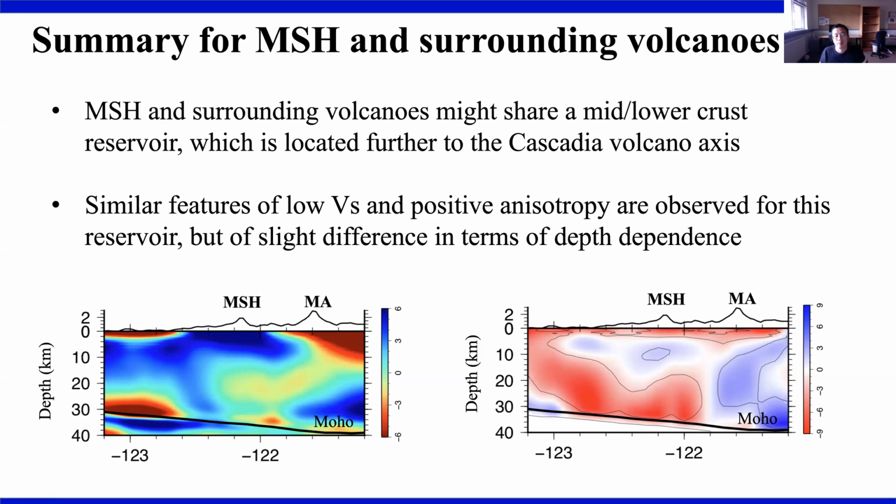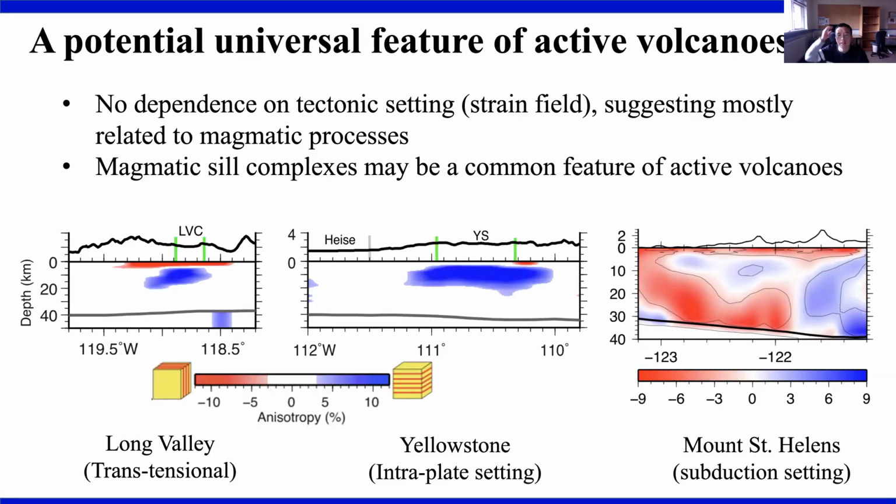And in terms of anisotropy, I think we see a similar feature where you see low VS coincident with positive anisotropy, suggesting there's maybe horizontal layering structures. So in the next few slides, I want to summarize these two studies to give some implications.